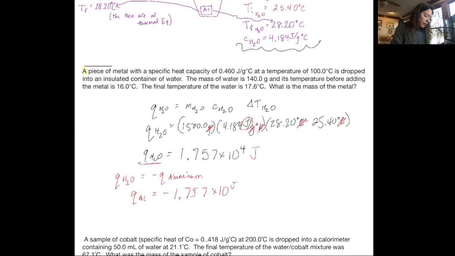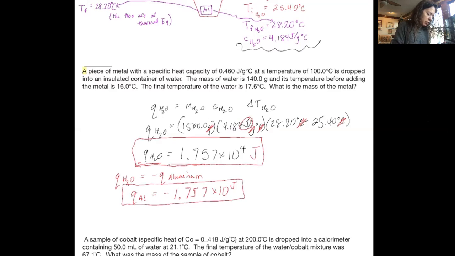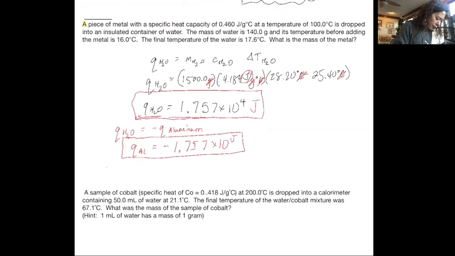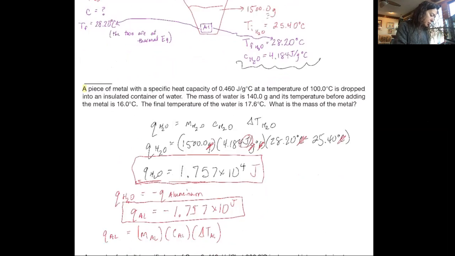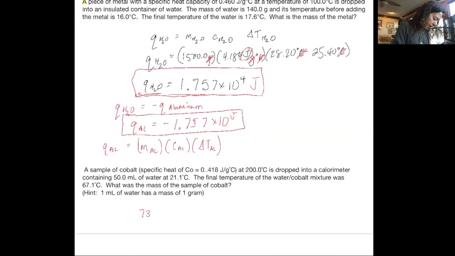Okay, so I figured out how much heat was gained by the water by using my specific heat equation. I said that equal to an opposite the amount of heat that must have been lost by the metal. Now I can go Q aluminum equals mass aluminum, specific heat aluminum, change in temp aluminum. All right, and I'm going to do that right here. Let's see, I'm looking up, the aluminum was 73.5 grams. So I'm just going to read past that stuff. I apologize. Those are my other practice problems. I'm solving for the specific heat of aluminum.